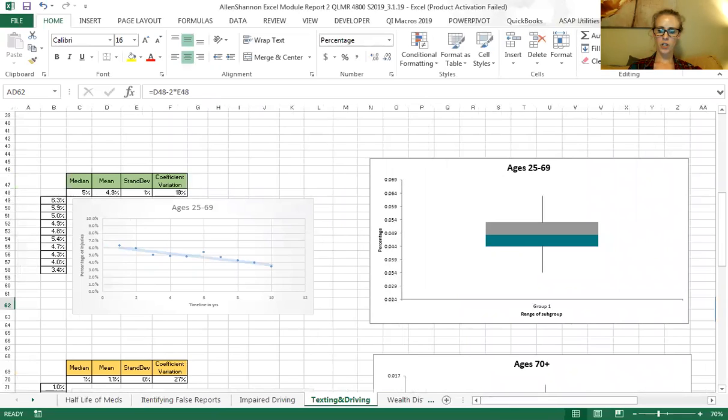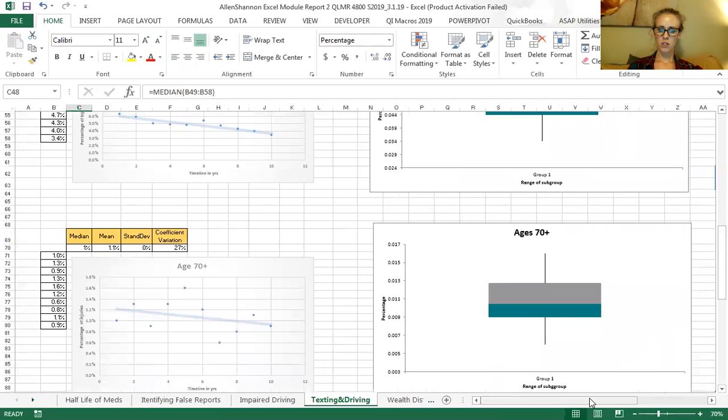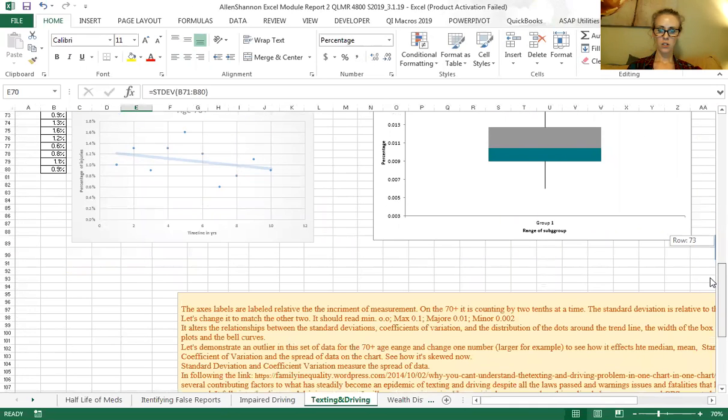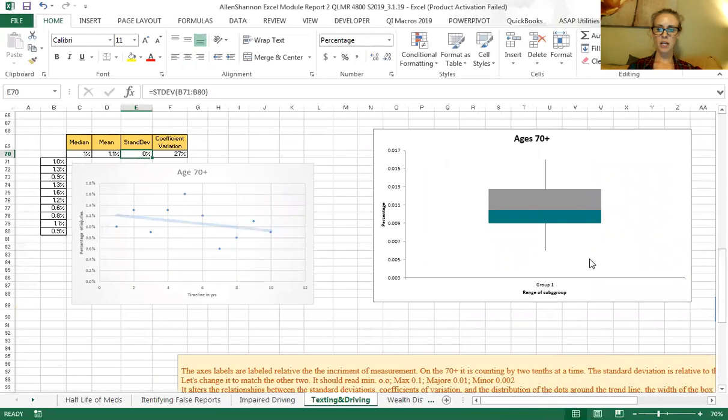The coefficient of variation is 18% for this particular age group. The median was 5%. The coefficient of variation for the 70 plus is 27%. And look, there's almost 0 standard deviation. I'm not really sure if it's just because I did it wrong, but you can tell right here it's pretty balanced. It doesn't deviate much.